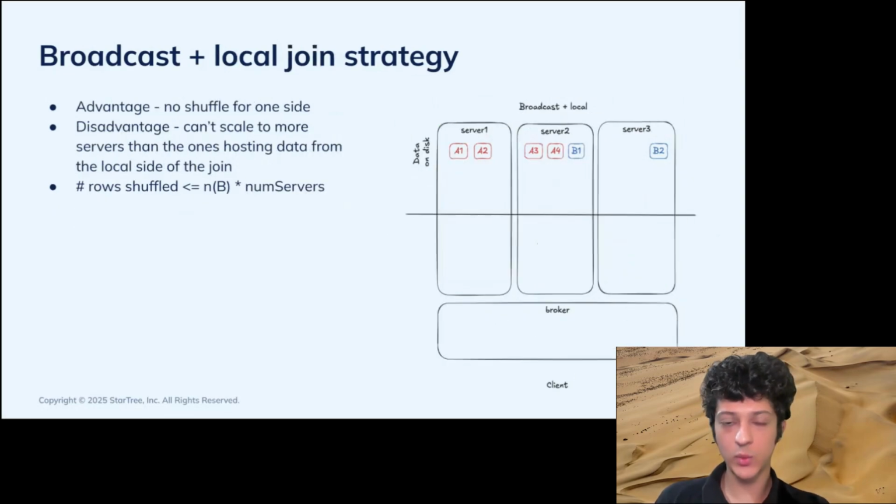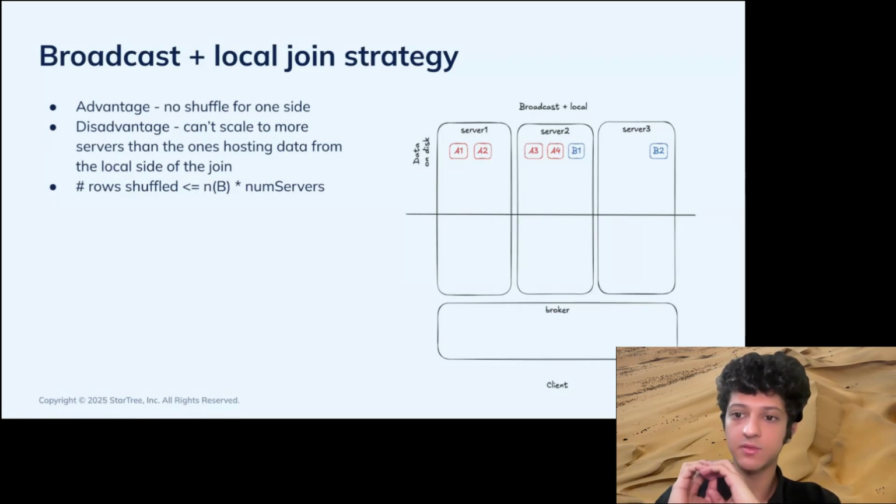Yeah, so a variation of the previous strategy is the broadcast plus local join strategy. So again, this is similar to the previous strategy, can be used for non-equi joins and various other cases. But here we are going to broadcast one side. The other side is not going to be distributed at all. So the broadcast side is going to shuffle over all the data to the servers that already contain the data for the other side of the join.